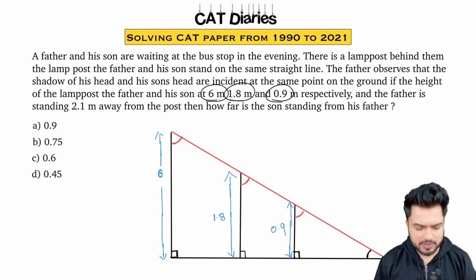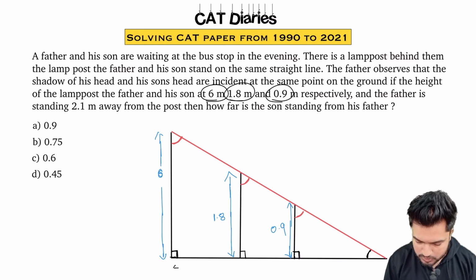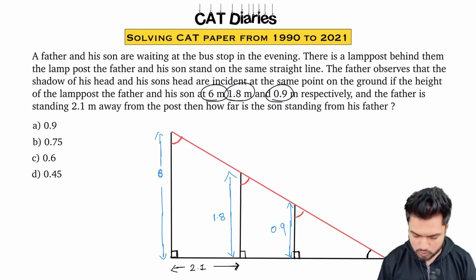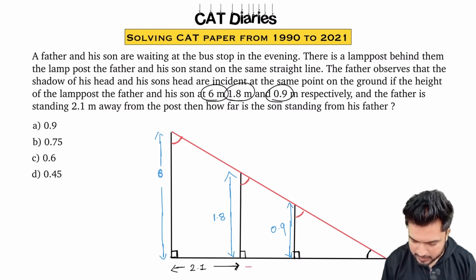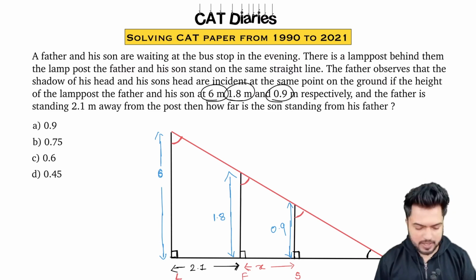Now we know everything. Now just find out what is being given here and what is being asked. The father is standing at a distance of 2.1 meters away from the post. So this distance is given to me as 2.1 meters. Then how far is the son standing from his father? That is my question. So they are asking me this distance, because we know that this is son, this is father, and this is the lamppost. So everything is clear, right? Let's find it out now.